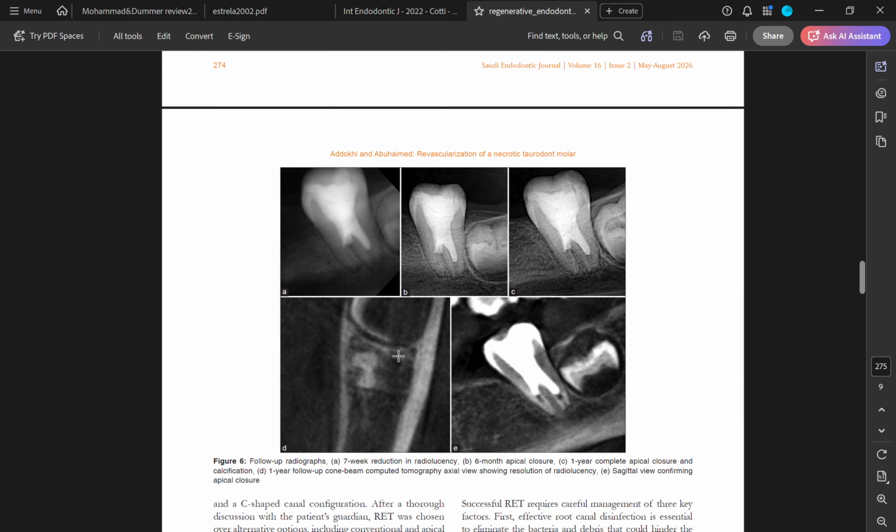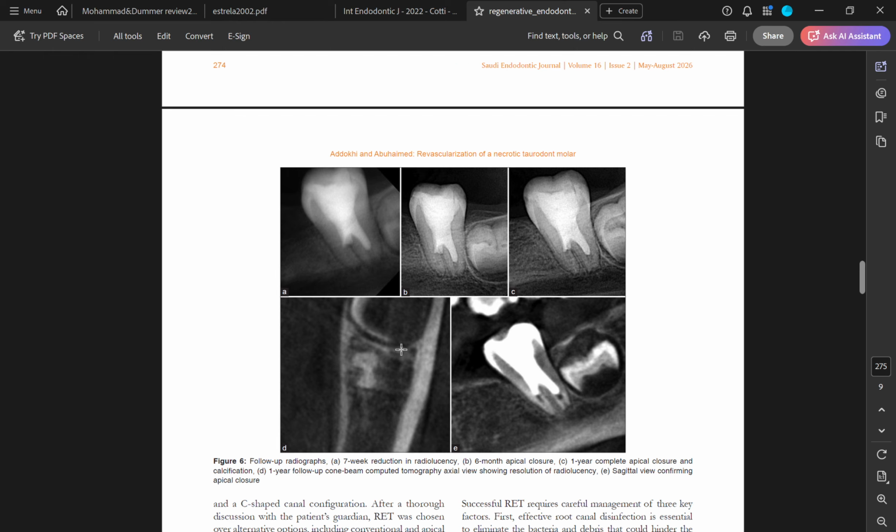The CBCT also confirmed complete healing and formation of an irregular mineralized barrier. At the 1-year follow-up, the tooth remained asymptomatic with no tenderness to percussion or palpation, although cold and electrical pulp tests remained negative. However, the radiograph and the CBCT demonstrated complete apical closure, calcification within the canal, and complete healing of the periapical tissue without any sign of treatment failure.